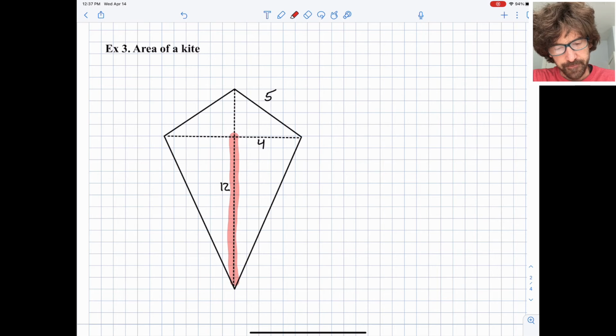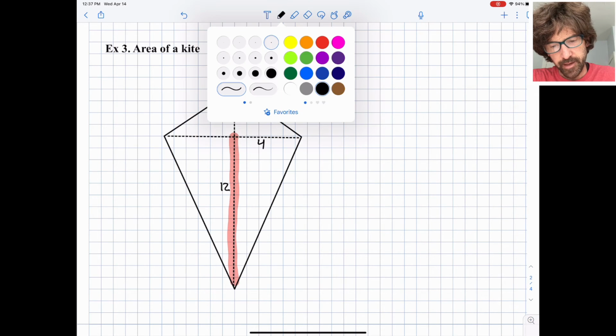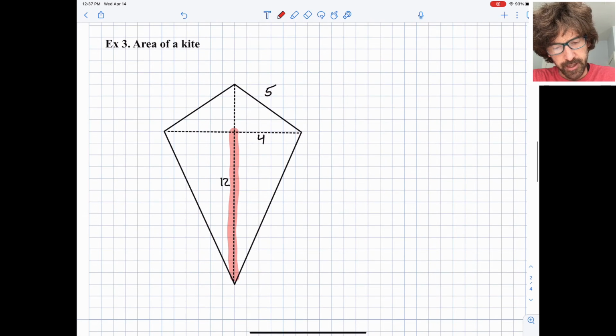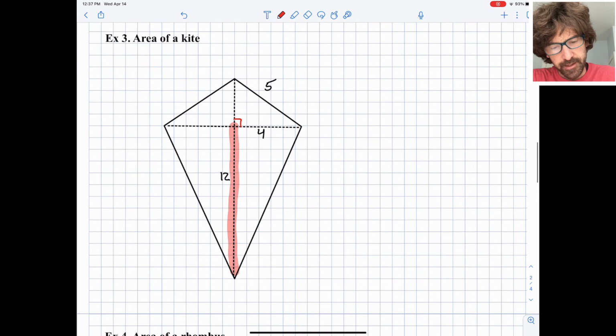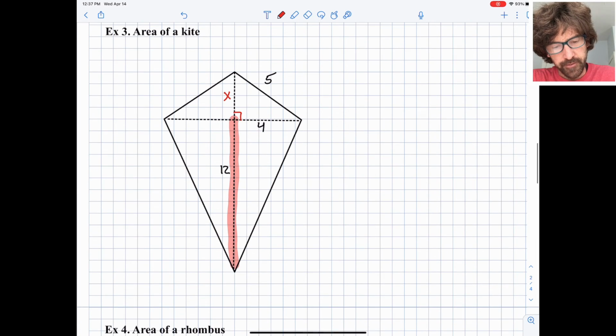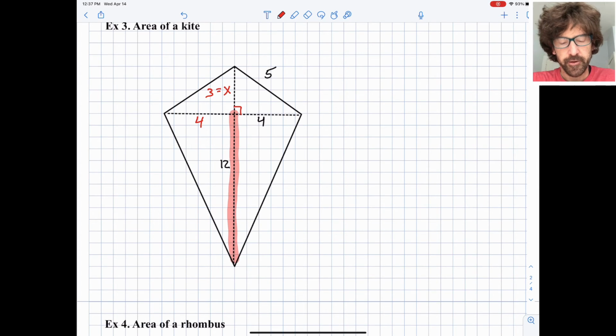So I am going to remember that kites have perpendicular diagonals, and we need to find this distance. I'm going to call it x right here. Hopefully you can see the Pythagorean theorem would be a pretty friendly tool to use here. We have a 3-4-5 triangle, so x is going to be 3. I hope you can also remember that kites have symmetry down that major longer diagonal there, and that would give us a 4 over here as well.